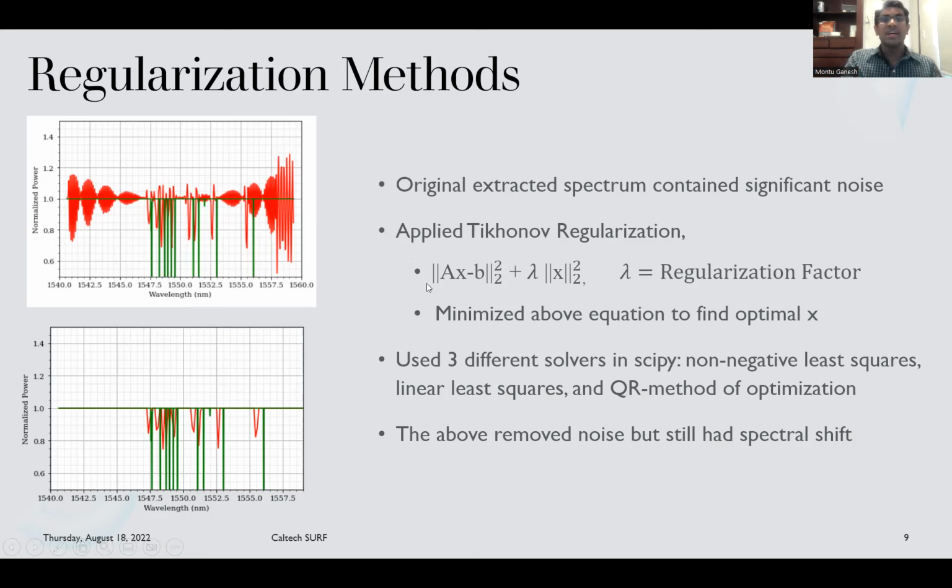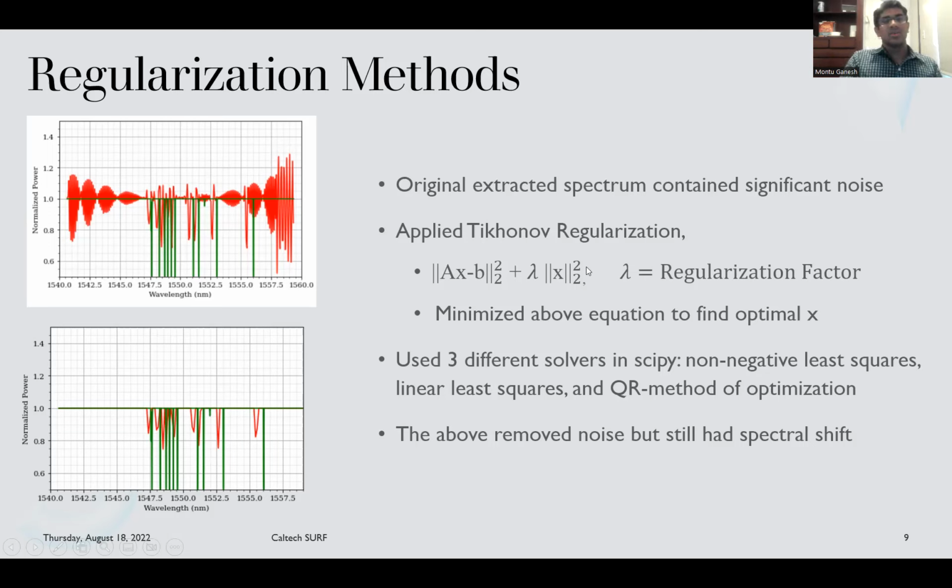And what we're trying to do is minimize this expression to find the optimal X. And with the right regularization factor, we're able to reduce the noise. After applying the Tikhonov regularization, what you'll see in the top left is the noise is reduced, the instability is reduced. However, it needed altering the regularization factor to reduce the noise even more.